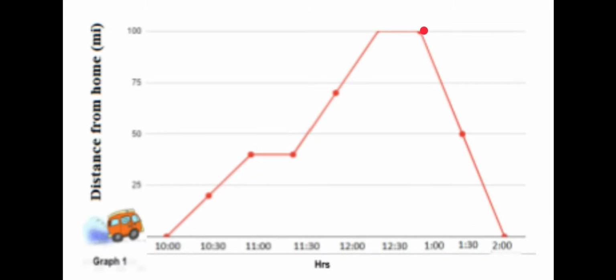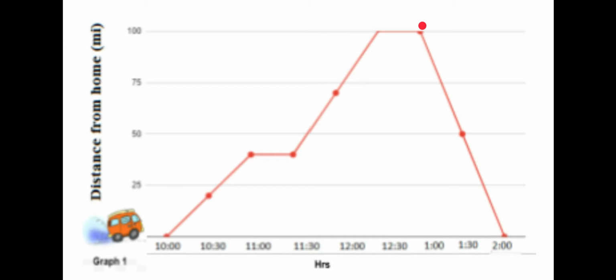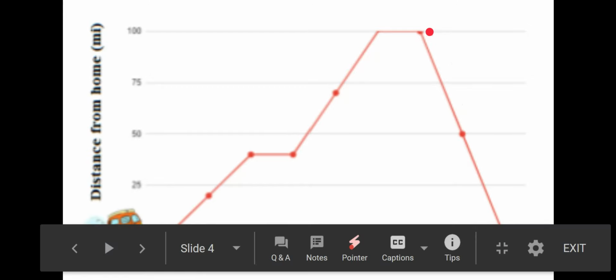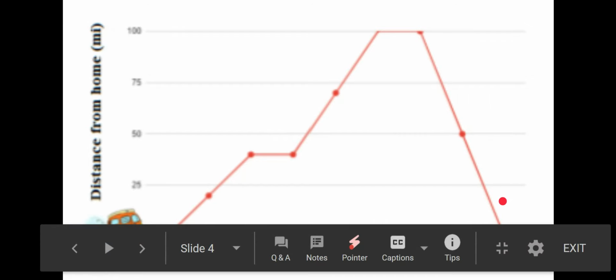This segment here looks like it's going down. Well, remember originally, this is a vehicle traveling away from home. So if this distance is decreasing, that means that this vehicle is returning back to the place it came from.